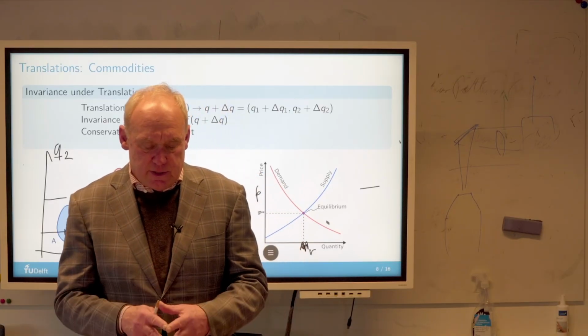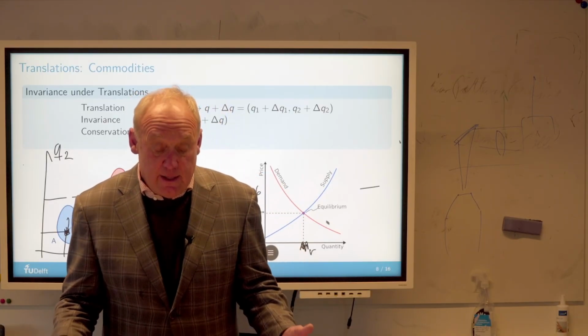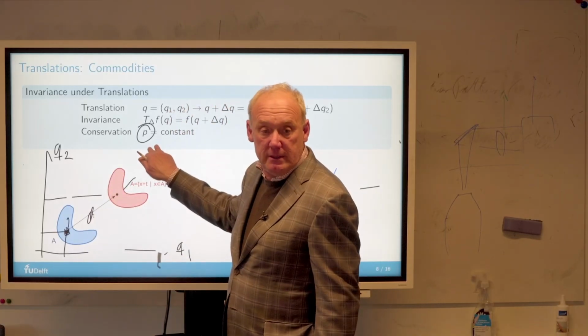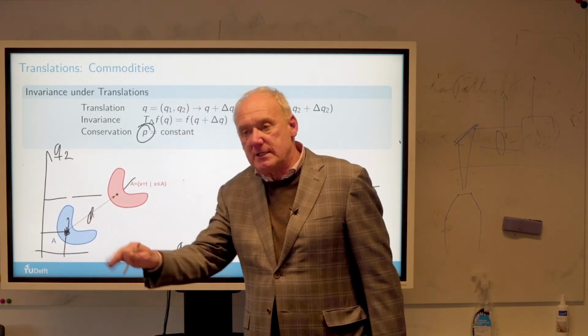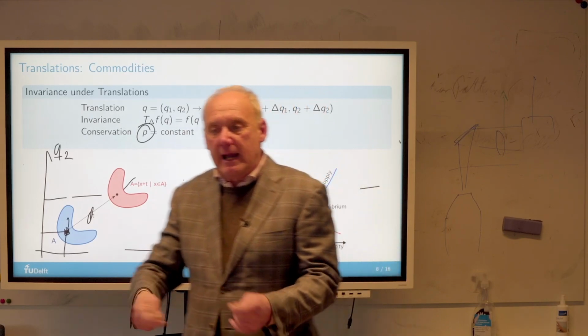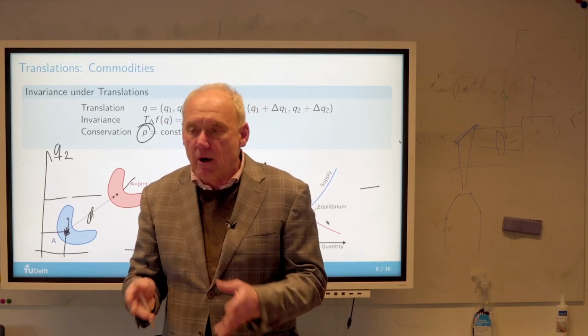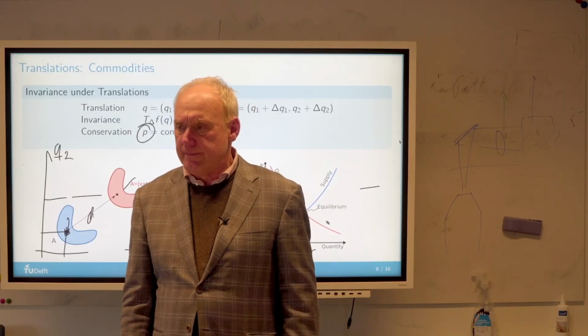So it makes sense to say, well, I haven't added anything. And in those conditions, price becomes a conserved property. So if you take space and you don't add gravity and springs and all kinds of potential forces, then momentum is conserved.